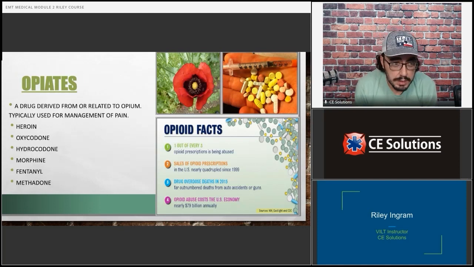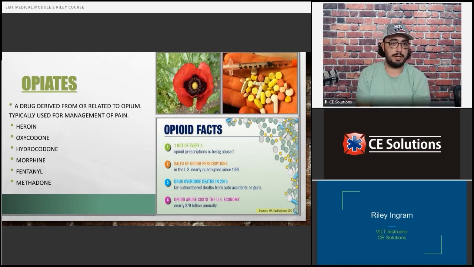Opiates: drugs derived from or related to opium, typically used for the management of pain. You guys watch Ozark? That was good. Speaking of the poppy fields. Heroin, oxycodone, hydrocodone, morphine, fentanyl, methadone. Those are all types of opiates.